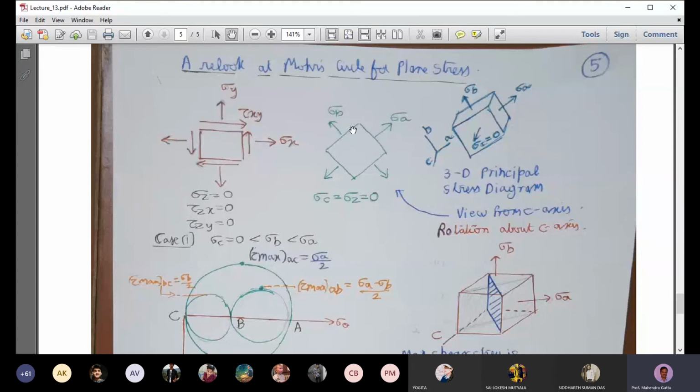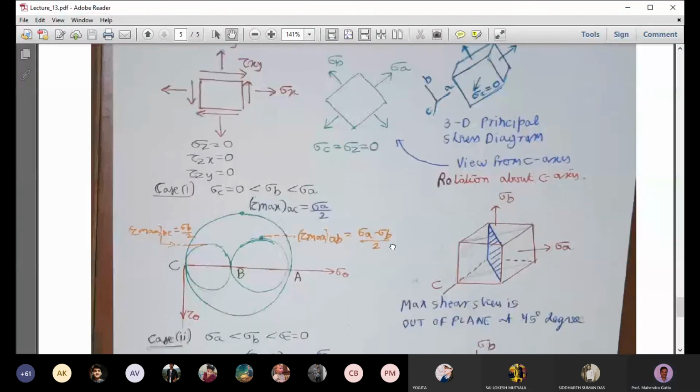Although we get some maximum shear stress in plane, that value is lesser. That value is smaller than this maximum value. Sigma A by 2 is the out of plane value, and the in plane shear stress is sigma A minus sigma B by 2. But sigma A by 2 is greater than sigma A minus sigma B by 2. So the maximum shear stress is acting in the out of plane direction.